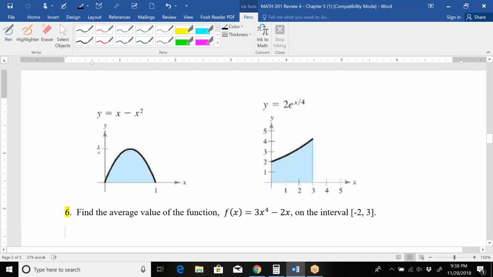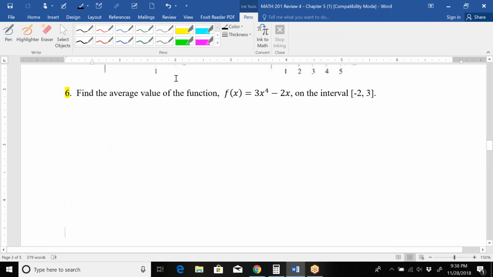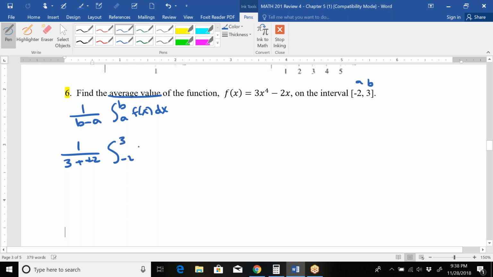All right, the next one I was requested was number 6. This is the average value function. We have to know that formula. So the formula is 1 over, so anytime you see average value of a function, you do 1 over b minus a, which is the closed interval information, a to b. And it is the integral from a to b, so it's a definite integral, of f of x dx. So this would be 1 over 3 minus a negative 2, so that'll be plus. And then we go from negative 2 to 3 of 3x to the 4th minus 2x dx. So this is 1/5, negative 2 to 3, of 3x to the 4th minus 2x dx.